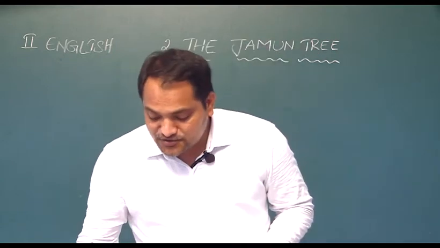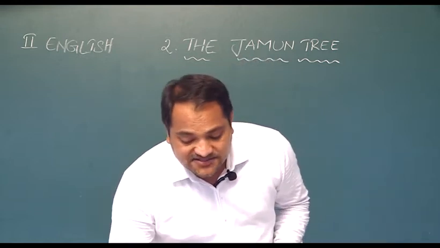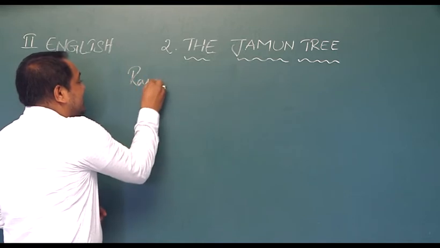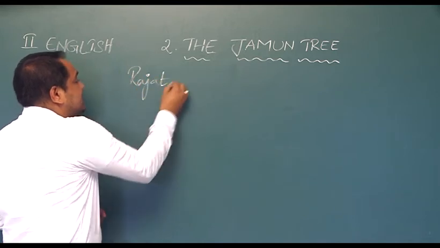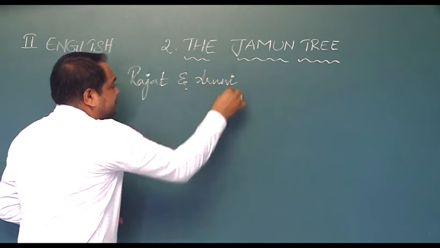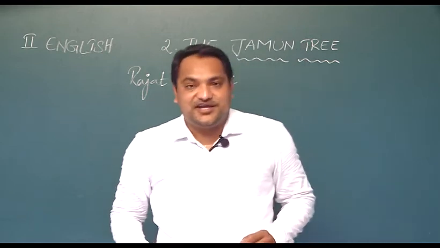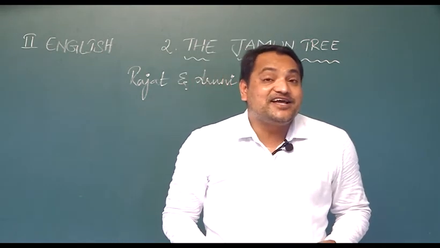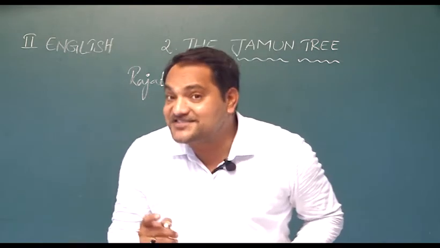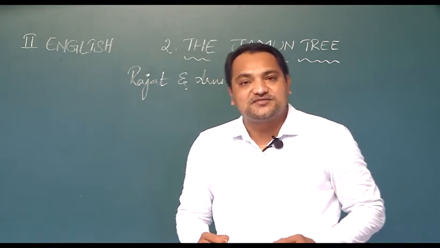So, who are the 2 children who are introduced to us in this paragraph? What are the names? 2 children, Rajat and Aruni. What are the 2 names? Rajat and Aruni. So, there was a village. Now, where was that village? That village was near a forest. What's the name of that forest? Panchavati. The name of the forest was Panchavati.